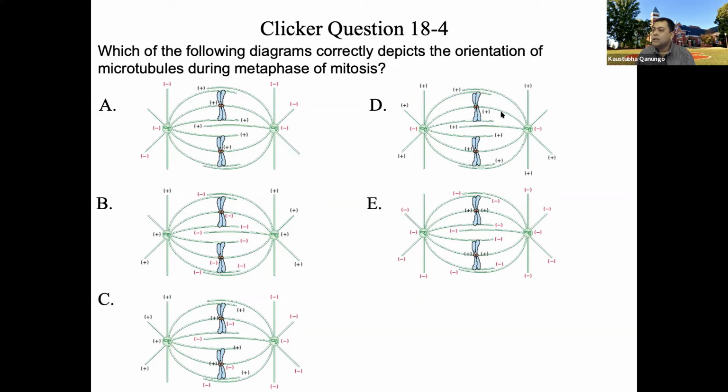They are all plus ended towards the periphery of the cell. Then you have the kinetochore microtubules, which are attached to the kinetochore. They will attach with the plus ends. And then you have the polar microtubules, which are bypassing the chromosomes. They will also have the plus ends towards the middle portion of the cell. So that is the correct answer. See right here, these are not the minuses as well. Yeah, so that's basically what it is. All right, great. So let's move on.